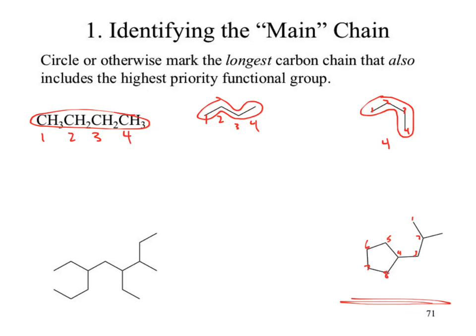Is that the longest carbon chain? No, because what happens to carbon 8? It's connected to carbon 4. The chain is looping back on itself. That means you've named a piece and a ring. Those are two separate things. You can't loop them together. Okay, so that numbering was wrong.